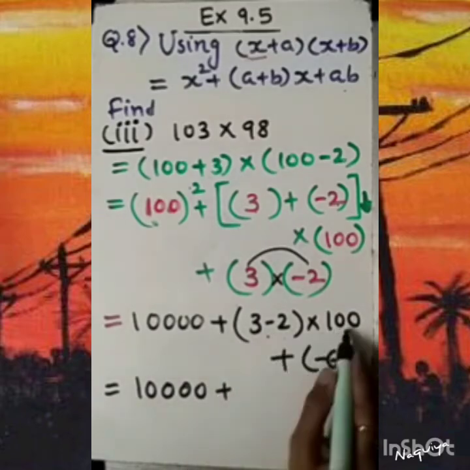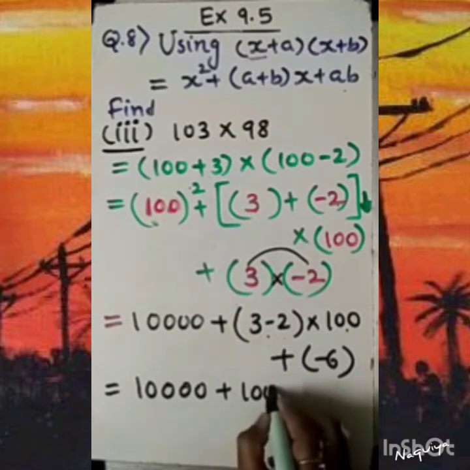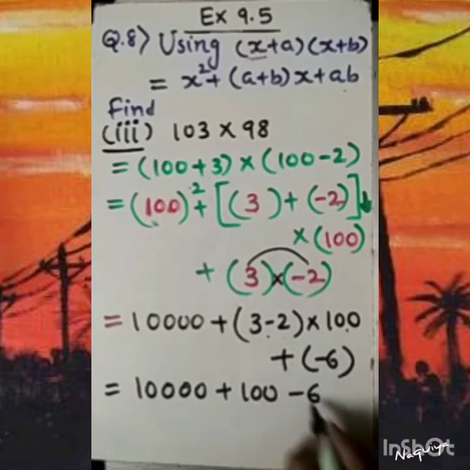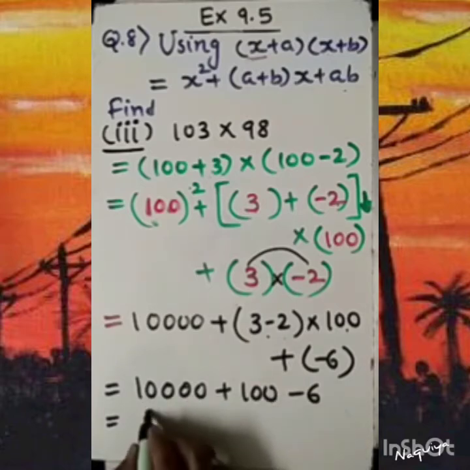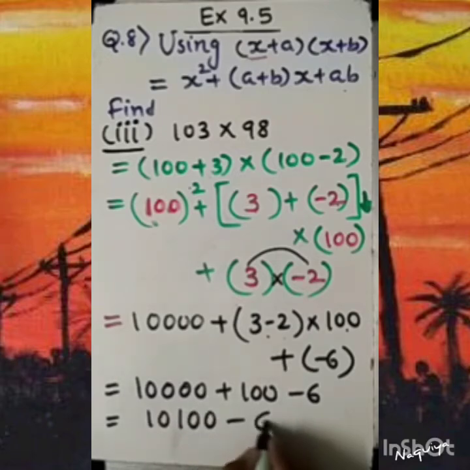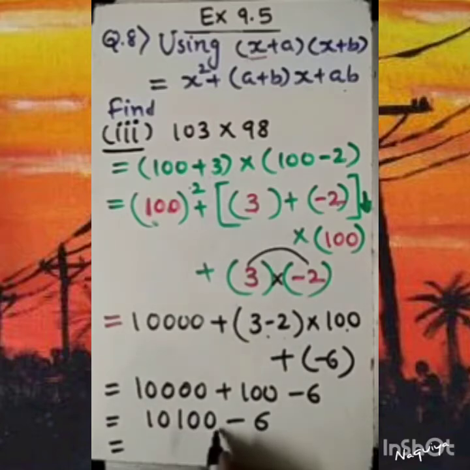So 1 into 100 is 100, and plus minus minus 6. Okay, so these two numbers are positive numbers. Let's add them. So it will become 10,100, and this minus 6. Fine. If we subtract 6 from this 10,100, then here we will have 10 minus 6, that is 4.